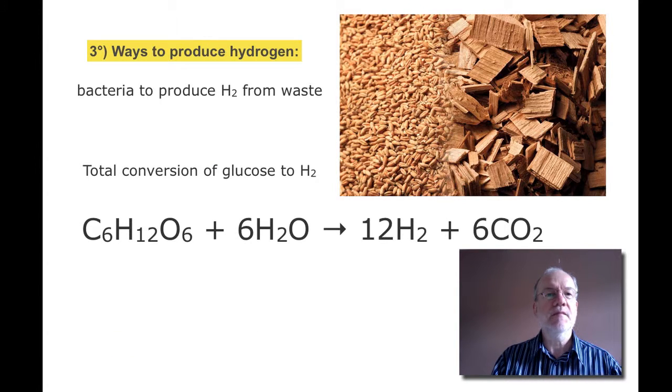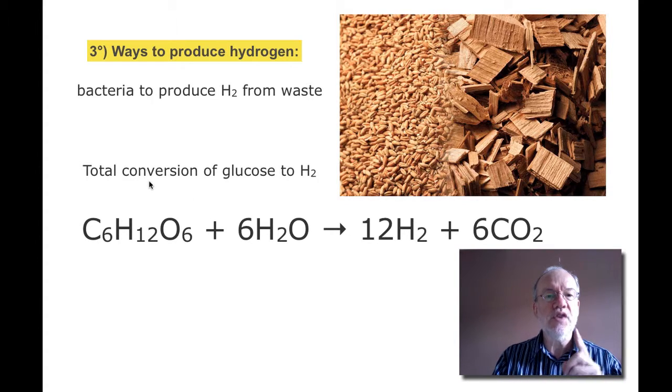Last, another way is to use bacteria. The bacteria can produce hydrogen from waste. For example, if you obtain glucose and water and bacteria, some bacteria can transform the glucose into hydrogen, and the carbon dioxide can be used to produce more carbon, more biomass.